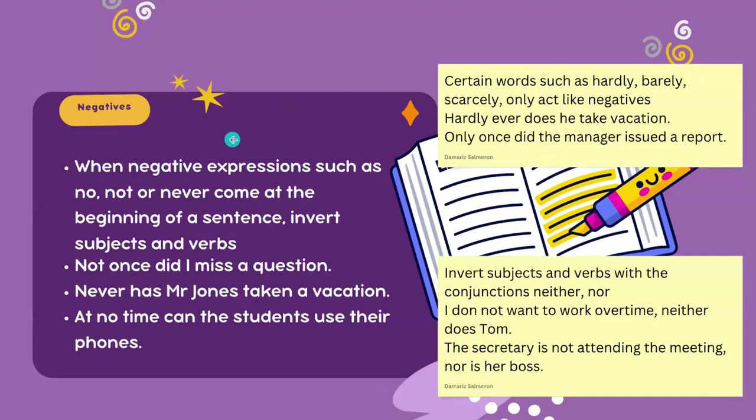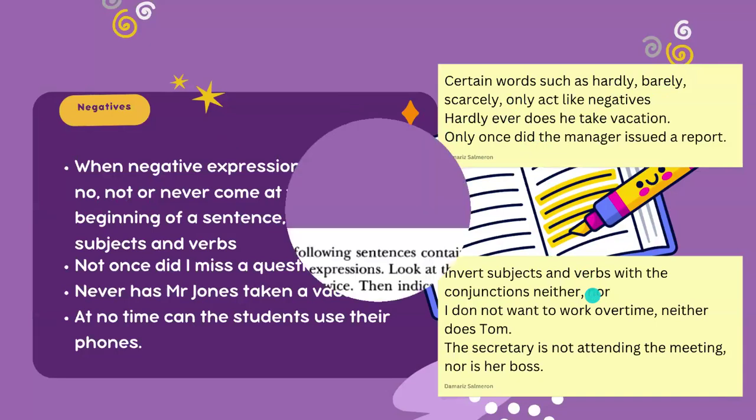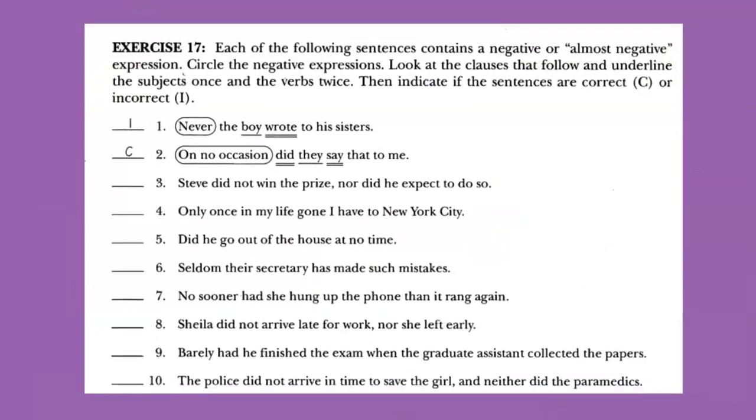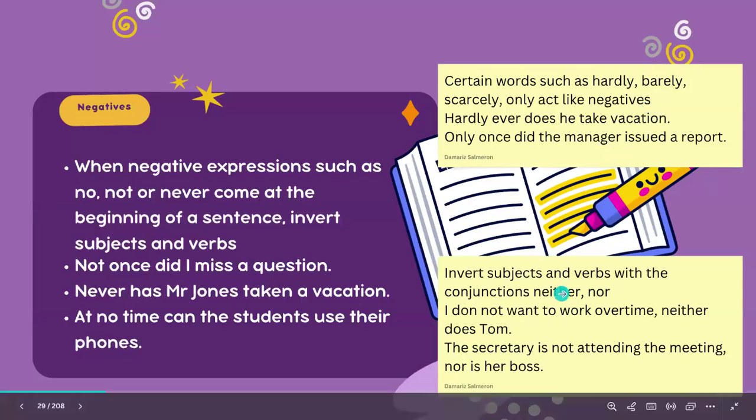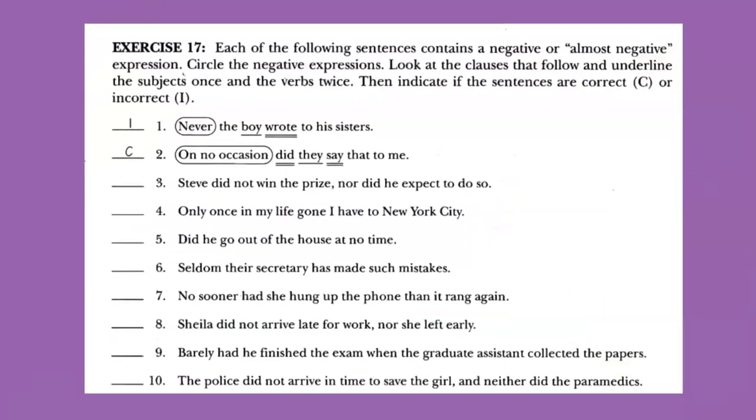Okay, so let's pay attention to these words: no, not, never, hardly, barely, scarcely, only, and with the conjunctions neither, nor. Let's do an exercise. It says each of the following contains a negative or almost negative, like these words here. Circle the negative expressions, rather identify them, and look at the subjects once and the verbs twice. Indicate if the sentences are correct or incorrect.